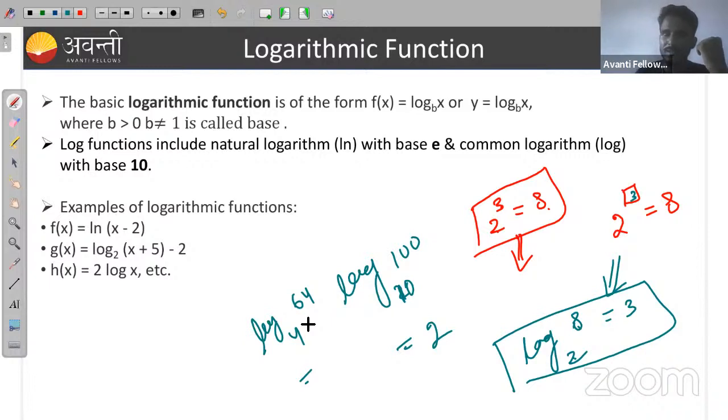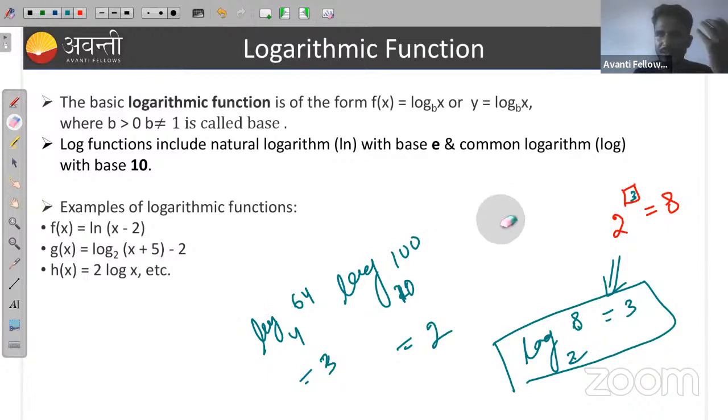4 into 4 कितना आ जाएगा? 16 into 4, 64. That is 3. Answer. So this is how the log is. ठीक है. Log is very simple though. ठीक है. You just have to ask yourself what is that.